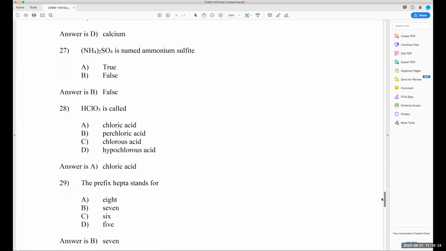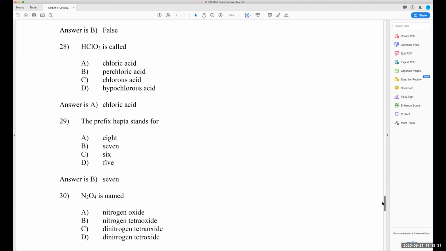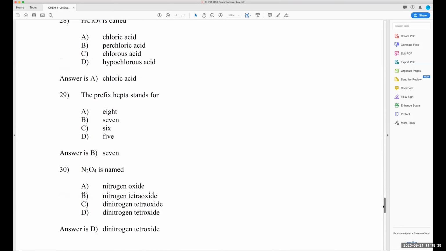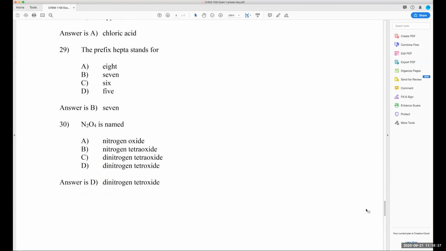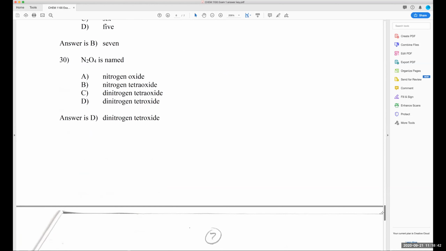This compound is named ammonium sulfite. That's incorrect. It's sulfate. SO4 is sulfate. HClO3 is chloric acid. Prefix hepta stands for 7. N2O4, someone had asked me about this. It's dinitrogen tetroxide. It's not dinitrogen tetraoxide. That's that double vowel rule where with the A from tetra and O from oxide, you don't have the double vowels there.